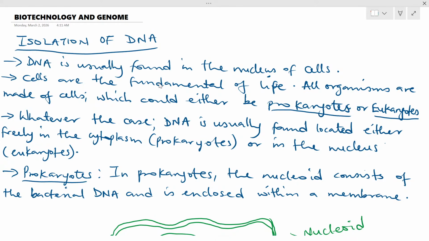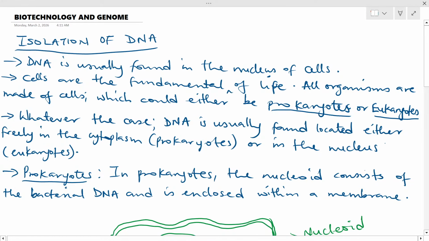DNA is usually found in the nucleus of the cell. To isolate it, you need to get to where it is located to be able to bring it out, and you need to know how to get to that location and bring it out. DNA is usually found in the nucleus of cells, and that's basically for the eukaryotic cells. We say that cells are the fundamental unit of life. Let me quickly do that correction.